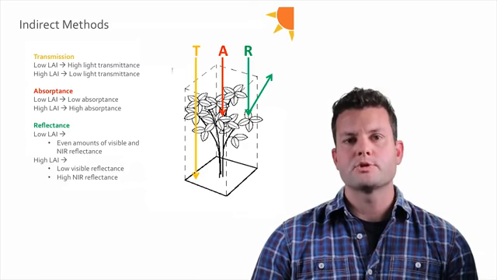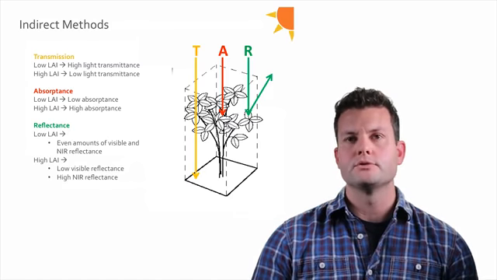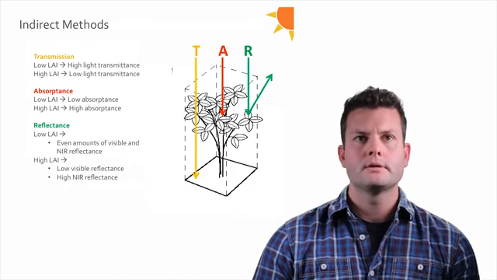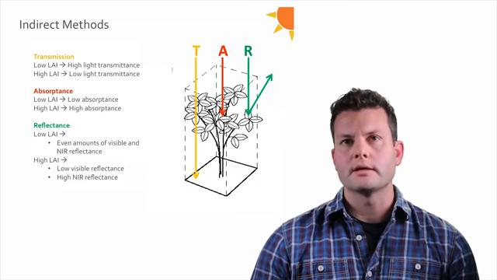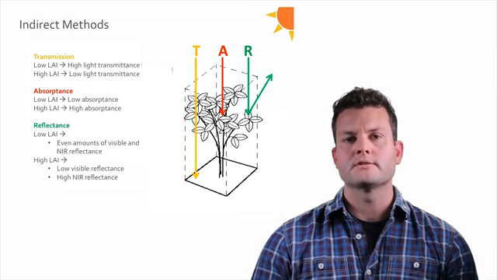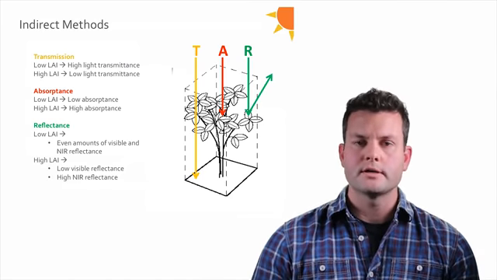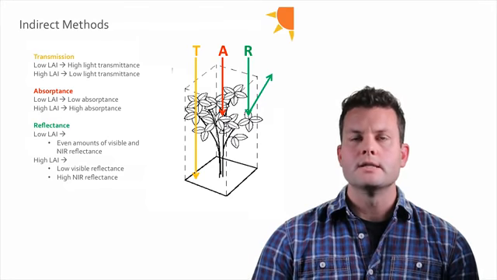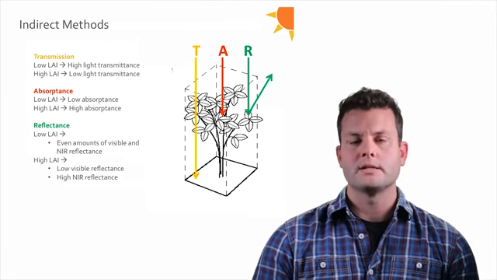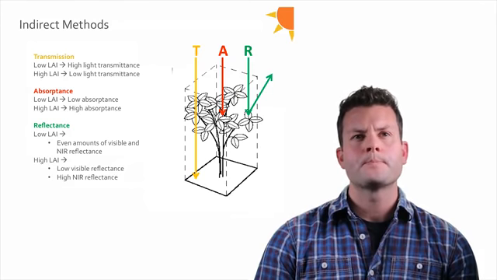So it's captured by the canopy and the energy is used in the process of photosynthesis. Then the last way that light can interact with the canopy is through reflectance. So we have light coming from the sun, it strikes the top of the canopy, and then it's reflected back into the atmosphere, back into space.